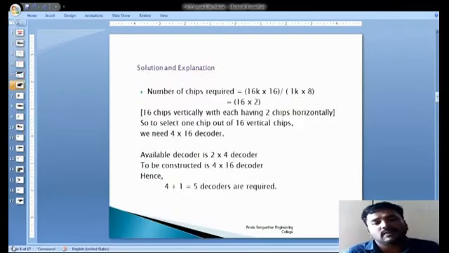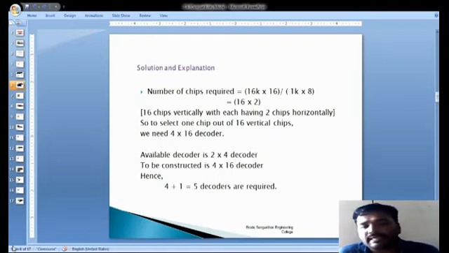So the solution for the given sum: the number of chips required is 16 by 16 to the ratio of 1 by 8, right? When we divide, we get 16 by 2. So 16 chips vertically, each having 2 chips horizontally. The available decoder is the 2 by 4 decoder only. So to construct a 4 by 16 decoder, we have 4 plus 1 additional, that is 5 decoders required. So the answer is 5 decoders.